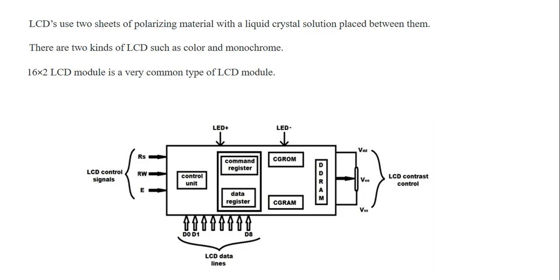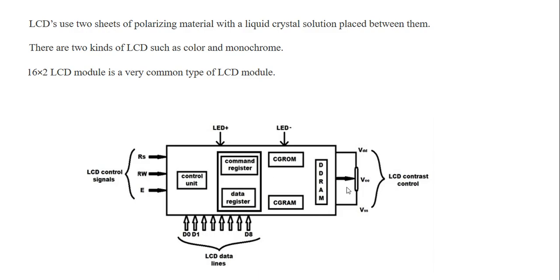Here is the basic block diagram of LCD. 8-bit data we can send. Then two control pins are given, RS, RW, and E. RS decides whether the coming data is command or data. RW is read or write. Enable: data is latched on the data register first. So for that latching and releasing we use enable.